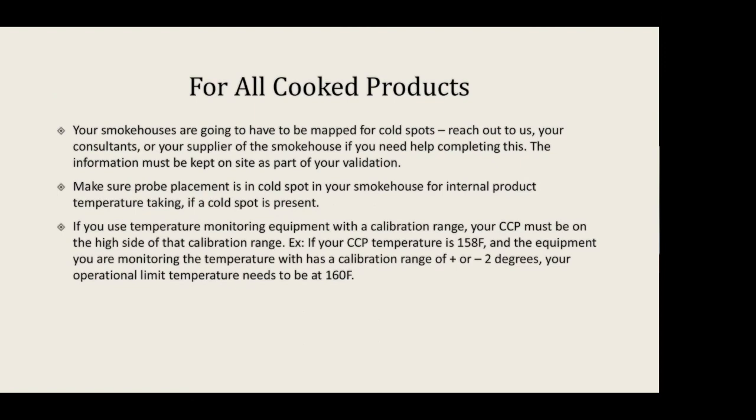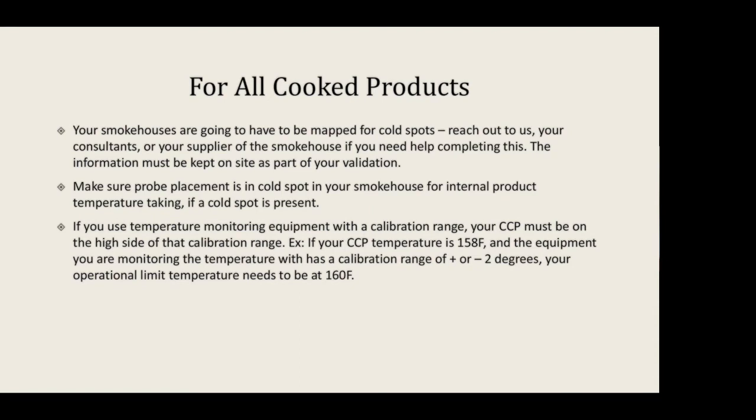This slide here discusses some reminders for cooked products. Your smokehouses are going to have to be mapped for cold spots. Reach out to us, use your consultants or your supplier of your smokehouse if you need help completing this. In general, mapping your smokehouse is important for different types of products and especially important for small dimension products, such as jerky, where the temperatures inside your oven can directly impact the product temperature. The information must be kept on site as part of your validation.